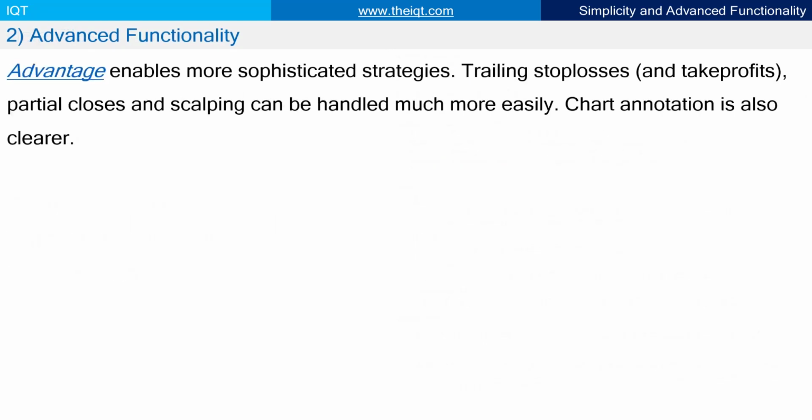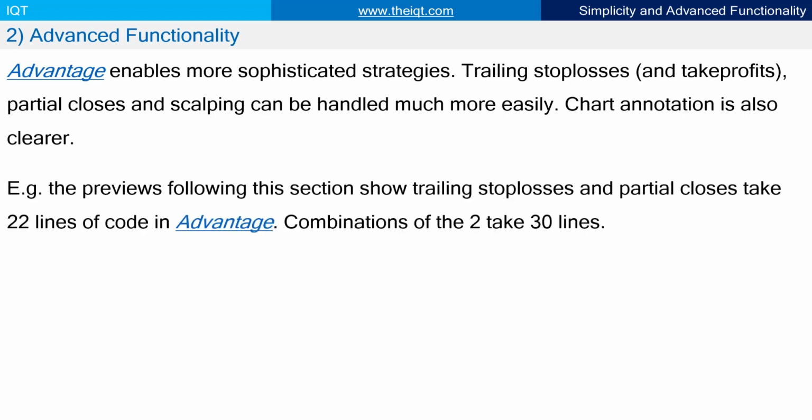Advantage enables more sophisticated strategies. Trailing stop-losses and take profits, partial closes and scalping can be handled much more easily. Chart annotation is also clearer. E.g., the previews following this section show trailing stop-losses and partial closes take 22 lines of code in Advantage. Combinations of the two take 30 lines.